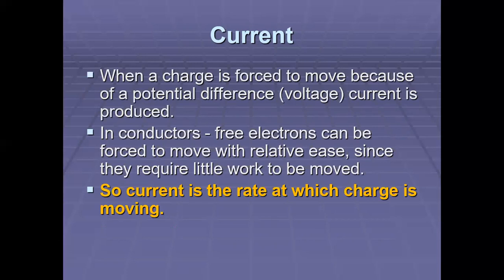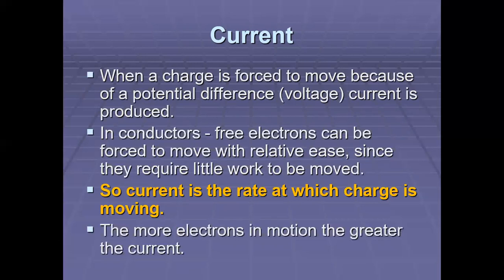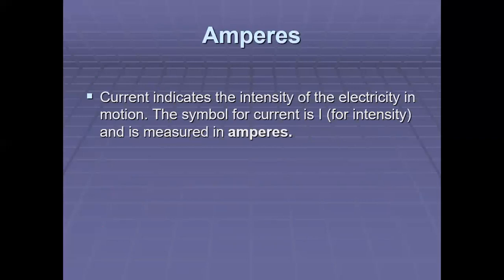So usually, current flows in conductors. In conductors, free electrons can be forced to move from one point to another with a little force, with a little voltage difference, because they are very free to move. The more electrons in motion, the greater the current, which means more potential difference. The unit of current is the ampere, as we have already mentioned earlier.